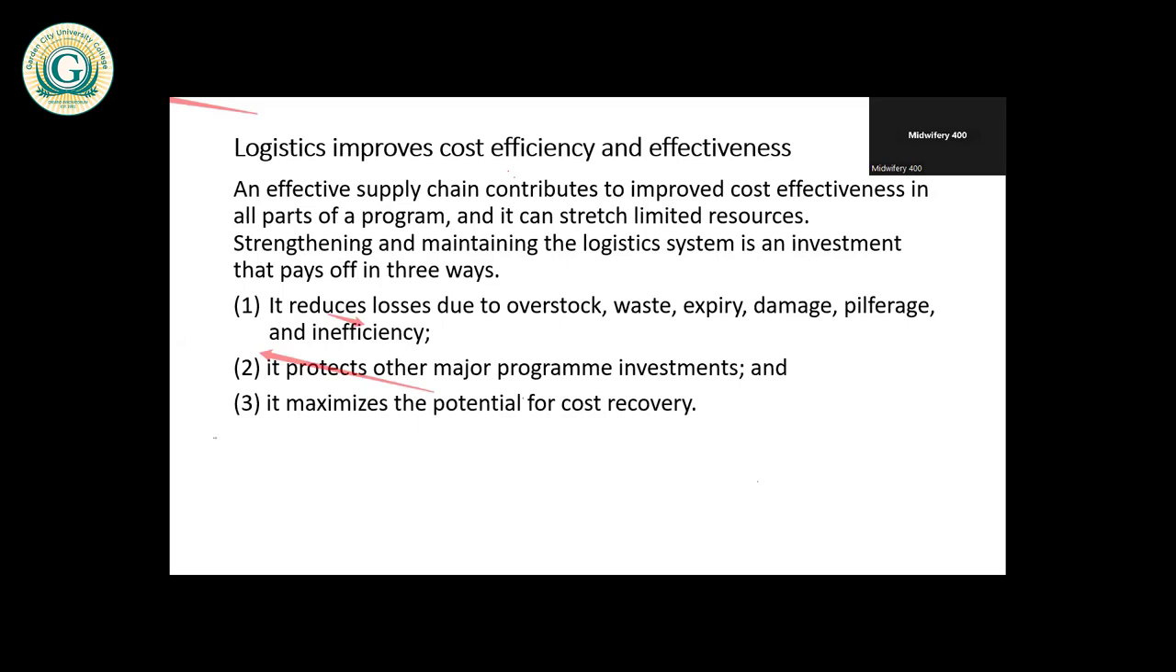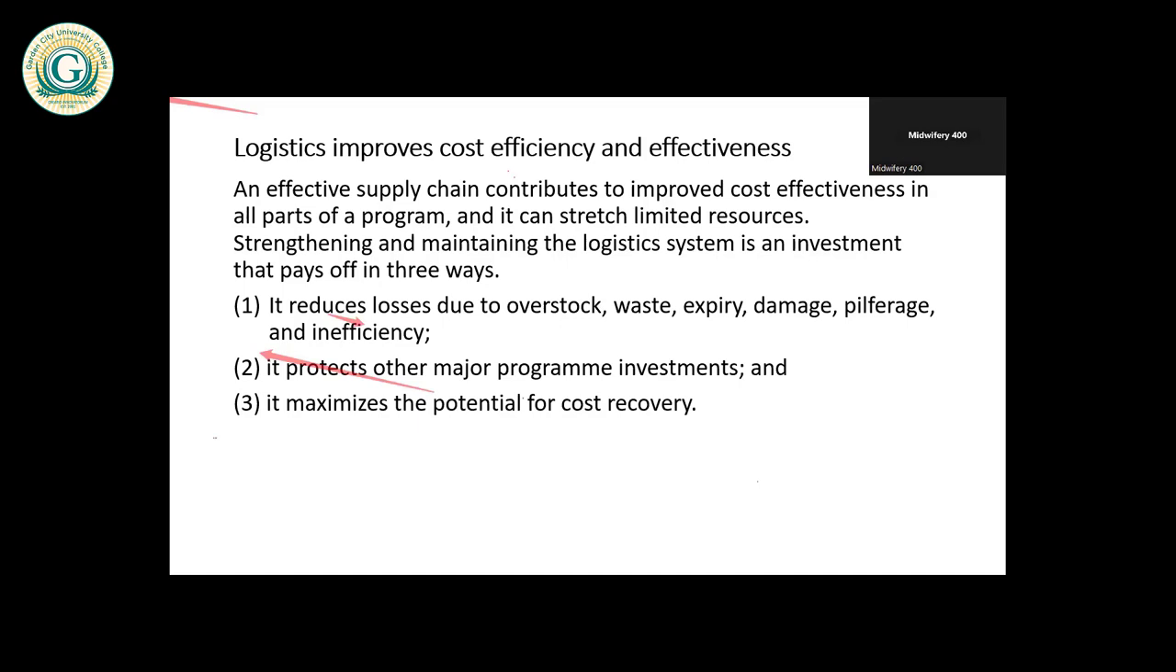The supply chain bears all the costs. All the costs that occur within the supply chain. So with that, if we are able to reduce costs, maybe through transportation, through the distribution system, definitely the price of the commodities will come down for the final user. So we're saying that it pays off in three ways. One, it reduces losses due to overstock, waste, expiry, damage, pilferage, and then inefficiency.